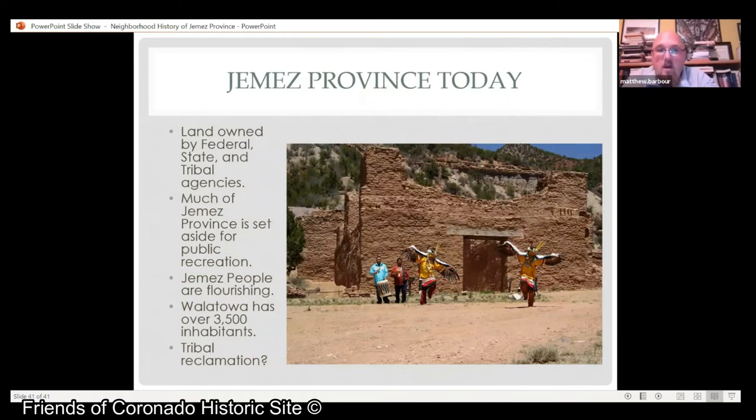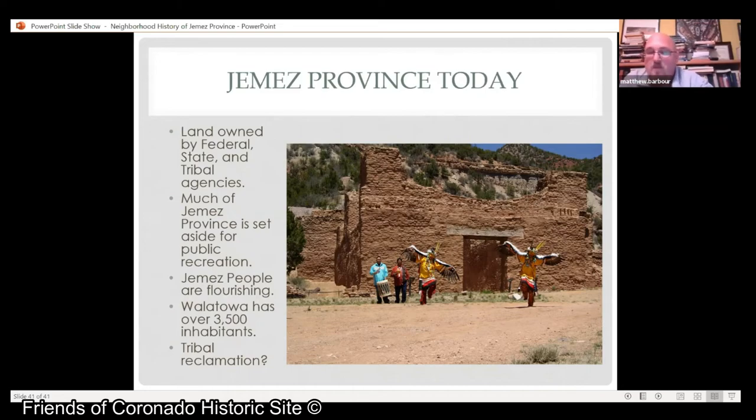Jemez Province today. Most land in Jemez Province is owned by the federal government. Some of it's owned by state and tribal agencies as well, but most of it's federally owned land. Much of Jemez Province is set aside for public recreation. But the Jemez people are flourishing. In 1706, there were less than 300 Jemez people left, according to Spanish accounts. There are over 3,500 inhabitants of Walatoa today.